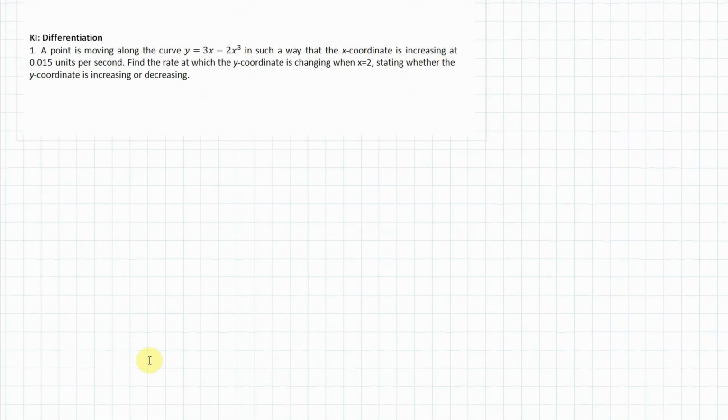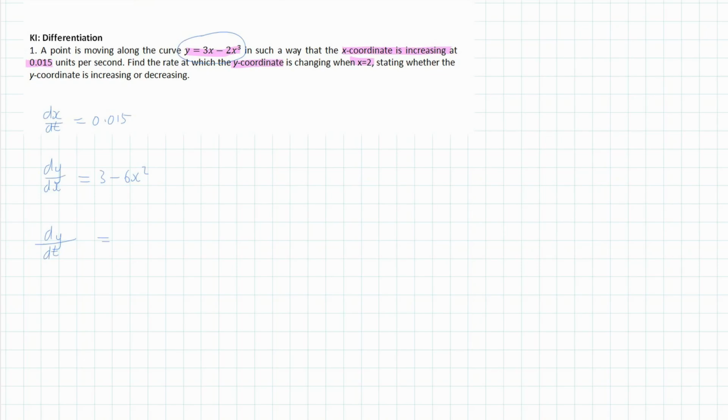Now the last one is a differentiation question. We've got a point moving along the curve in a way that the x-coordinate is increasing at a rate of 0.015 units per second. Find the rate that the y-coordinate is changing when x equals 2, stating whether the y-coordinate is increasing or decreasing. Okay, so the x-coordinate, the rate that it is moving, is dx dt, right? So that's equal to 0.015. I know that dy dx from here is equal to 3 minus 6x squared.